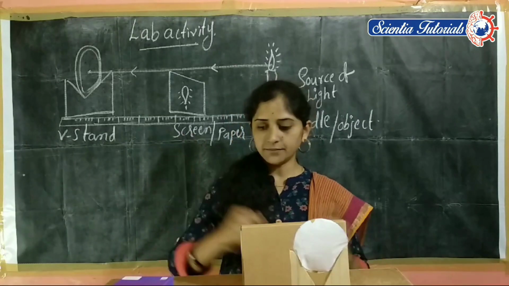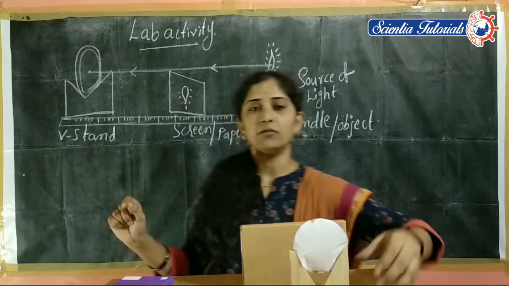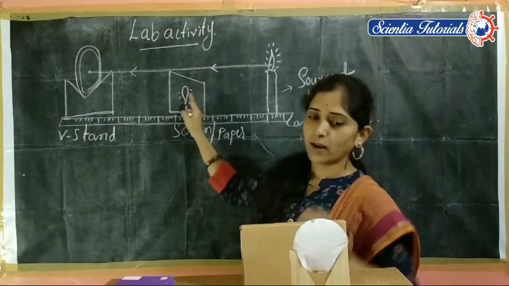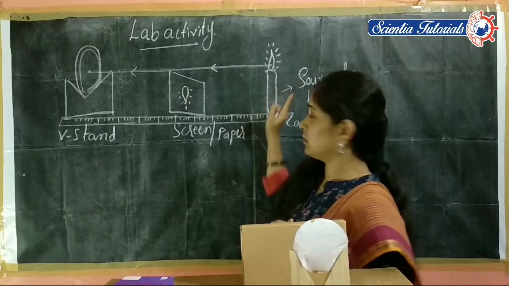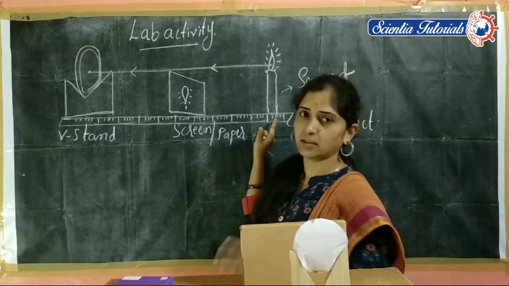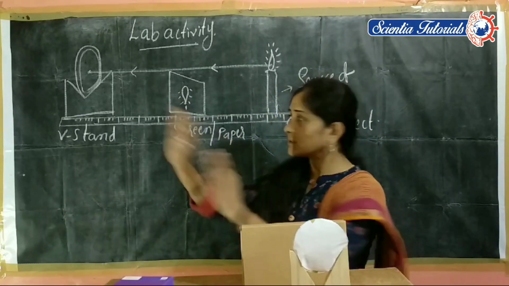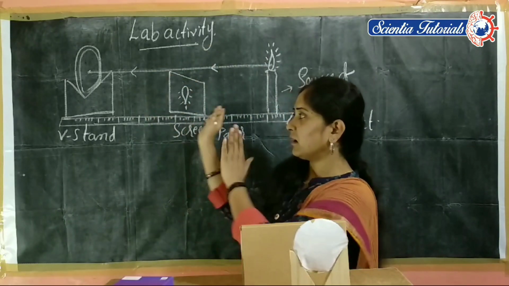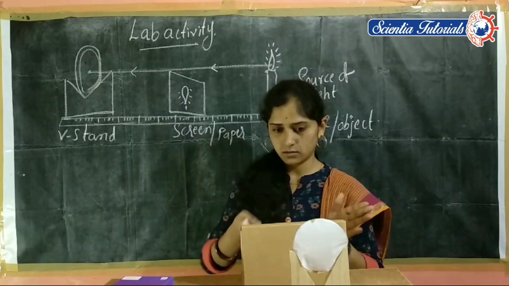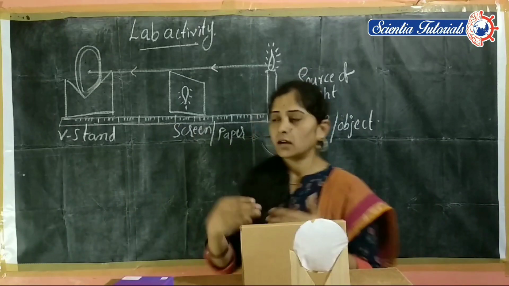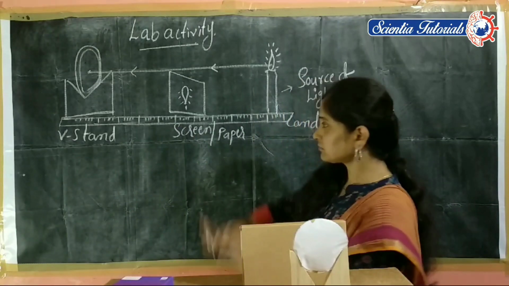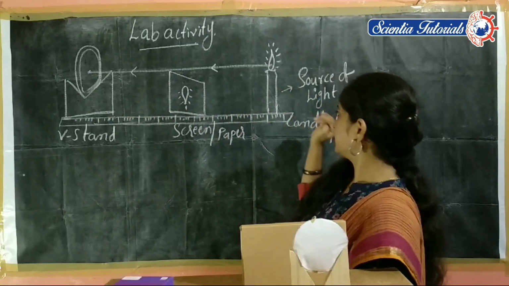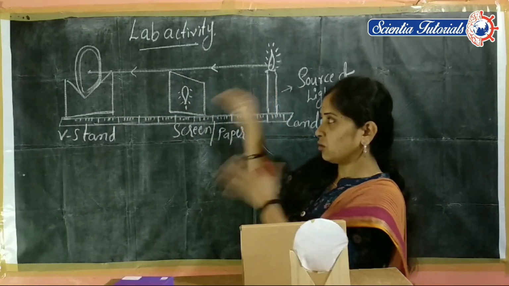Here we have to take the V stand, one paper, and an object. The object is nothing but a candle. This arrangement and picture are given in the textbook. So let me observe it in our lab in this session: V stand, paper and candle. Let me explain this.